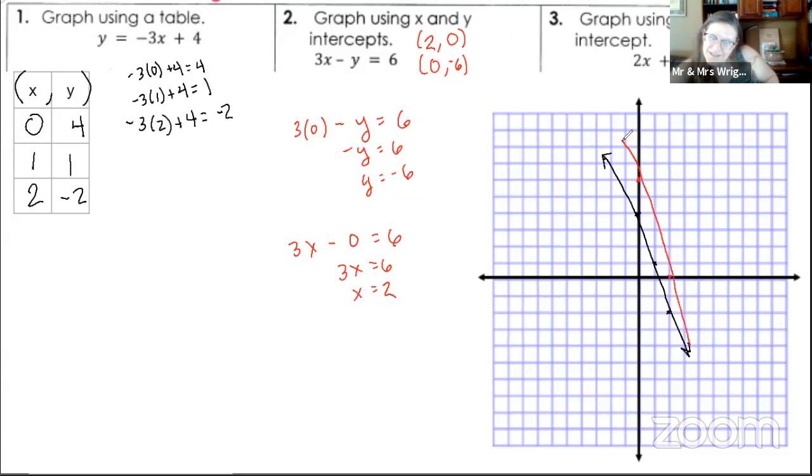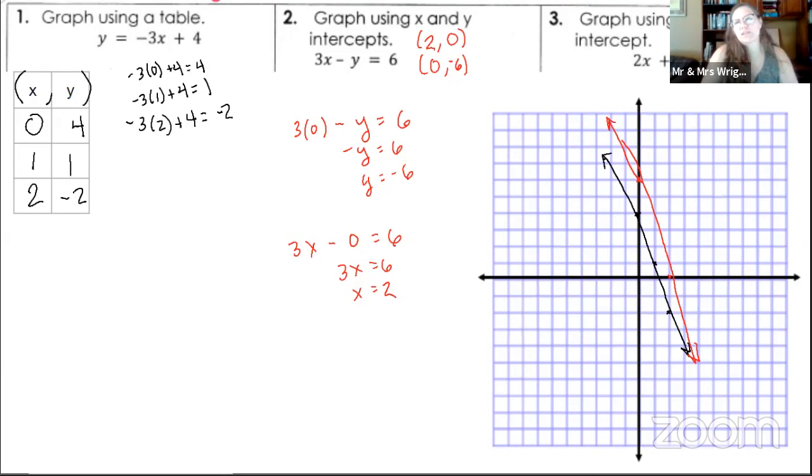Okay. They will eventually cross. I did not do a very good job of keeping it straight, but they will eventually cross. All right, so we have got another one here, graph using the slope and y-intercept.